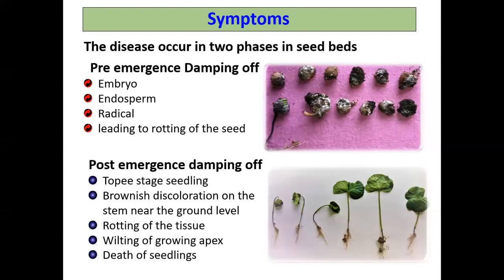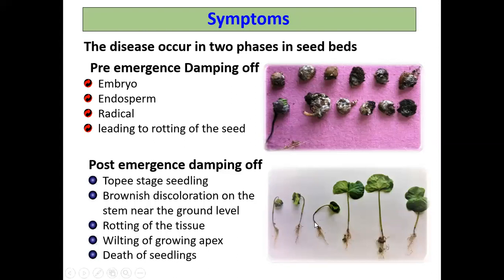And in post-emergent damping off of the topi stage seedlings, once the seeds get germinated, there will be infection after the emergence. Once after the emergence of the seedling, the infection will be seen. The infection will be seen like a brownish discoloration on the stem just above the ground level. The collar portion of the seedling will get infected.